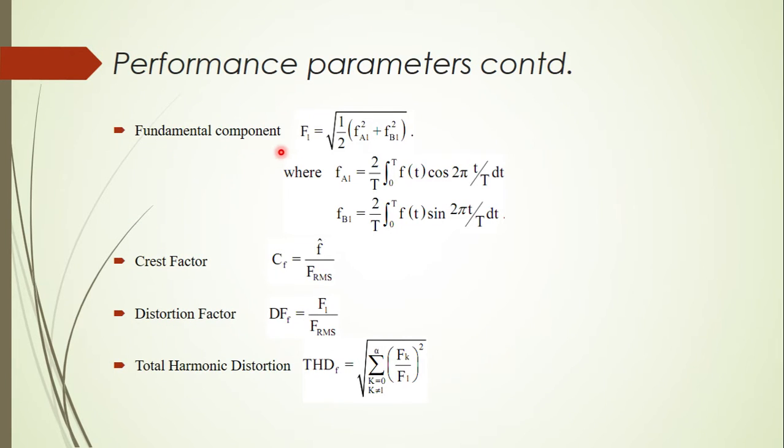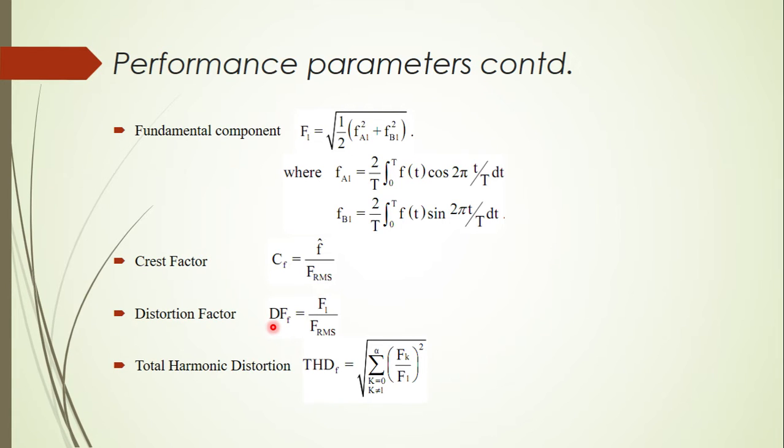This one is the fundamental component. Obviously, since you have a waveform containing several harmonics, how much fundamental component is present and what is its value is very important to know. So we find out the fundamental component by the Fourier transform method. This one is the crest factor. This is just the peak to peak ripple divided by the RMS value. You have the distortion factor, which is also the ratio of the fundamental voltage and the RMS voltage of the output waveform.